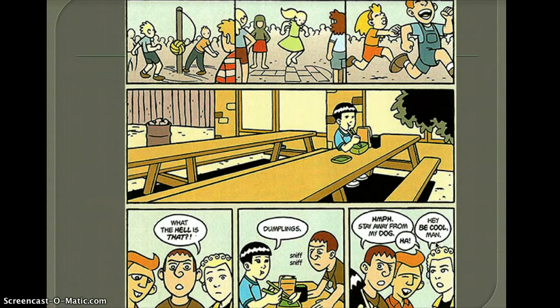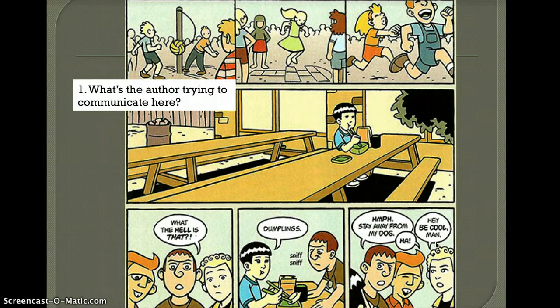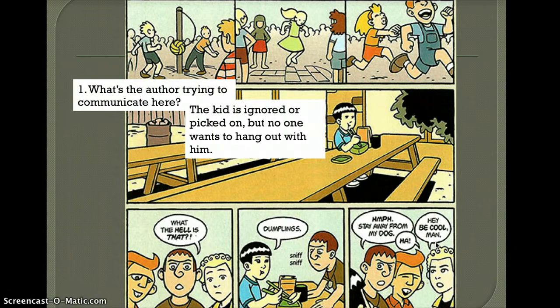So now I'm thinking about the first question. Now that I've read the panels and checked out the whole layout, I'm ready to think about what's the author trying to communicate here. And my goal is to be able to answer that in one sentence. And I think that this kid, the kid in the middle here, is ignored or picked on, but no one wants to hang out with him. So here he's ignored, and here he's picked on. And regardless of the situation, nobody is by him. The benches are completely closed.